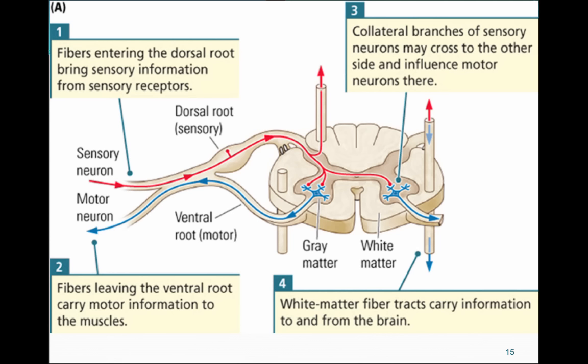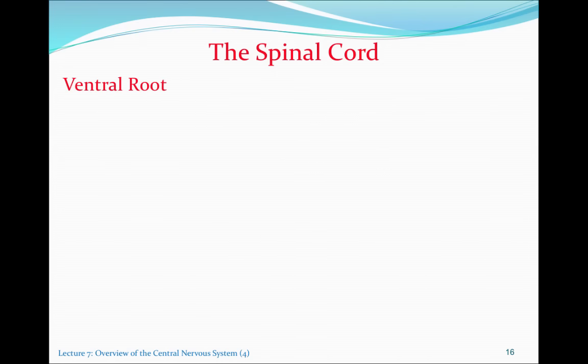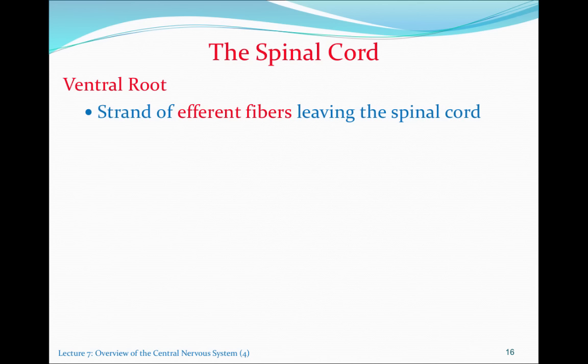That's sensory information. And then in terms of the ventral roots, the ventral roots is a root of strands. Okay, it's a strand of fibers that carry efferent fibers. Okay, efferent fibers that are leaving the spinal cord. So it's a strand of efferent fibers leaving the spinal cord. This is opposed to afferent, which are moving towards the spinal cord. So efferent means away from the center. Okay, it's opposite to afferent. Afferent is towards the center. Efferent is moving away from the center of something.